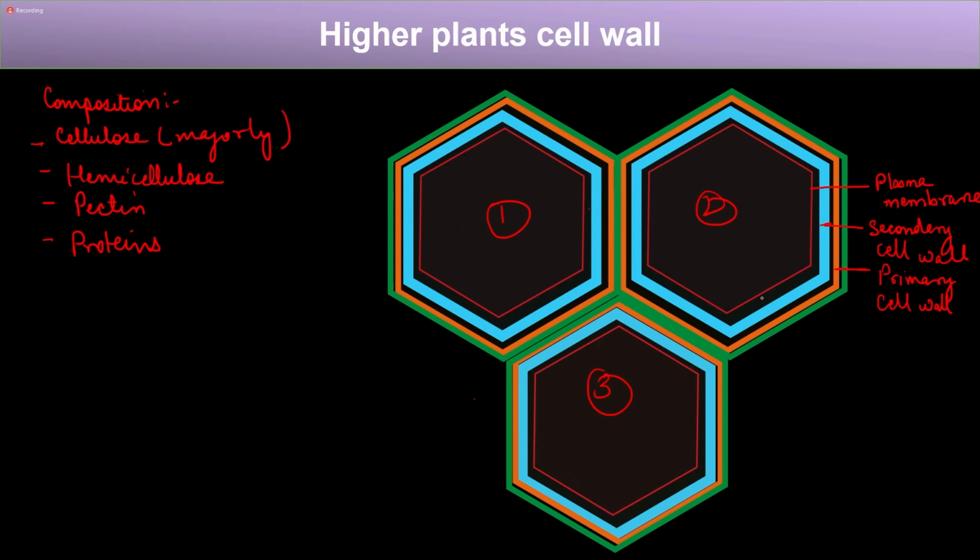And now you can see that these cells are connected to each other, right? And how are they connected? You can see this green layer, and this layer that connects these cells is known as middle lamella. So if we talk about the cell wall, it basically consists of two types of cell wall, the primary and secondary, and these cells are connected to one another by another component that is known as middle lamella. Now we will study all of these components one by one.